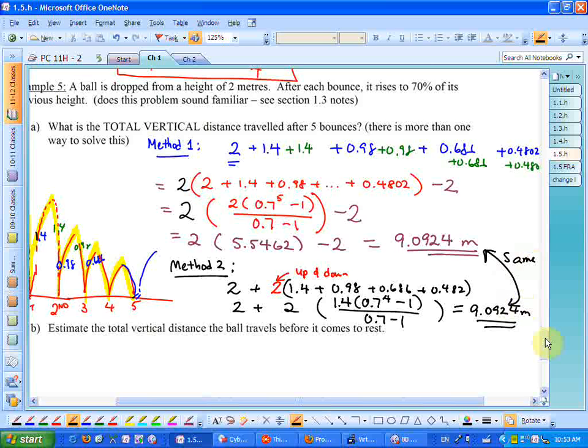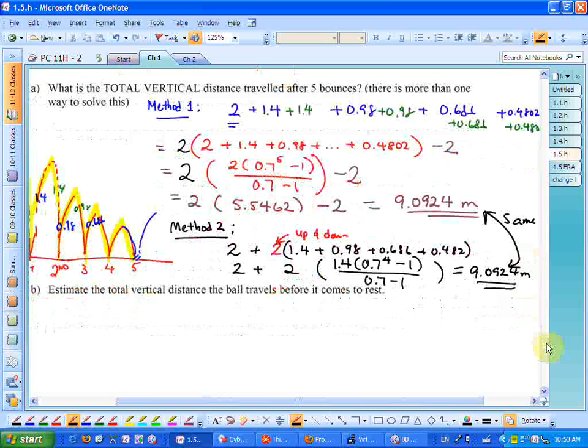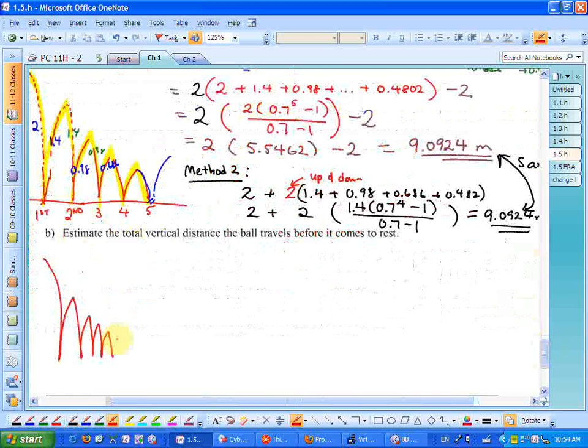All right. So I'd like you now to, it doesn't matter which way you use, I want you to solve this last one here. Estimate the total vertical distance the ball travels before it comes to rest. So now I'm saying this. Here's your picture. Here's your ball. Comes down, goes up, down, up, down, up, down, up, down, forever and ever. What's going to happen to your ball sooner or later? It's still going to bounce, right? But it's going to be so small it looks like it's just coming to rest. So when I say comes to a rest, what is n? Thank you. N equals to infinity.